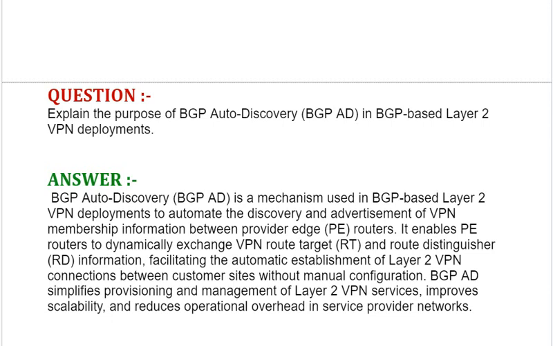It enables PE routers to dynamically exchange VPN route target (RT) and route distinguisher (RD) information, facilitating the automatic establishment of Layer 2 VPN connections between customer sites without manual configuration. BGP-AD simplifies provisioning and management of Layer 2 VPN services, improves scalability, and reduces operational overhead in service provider networks.